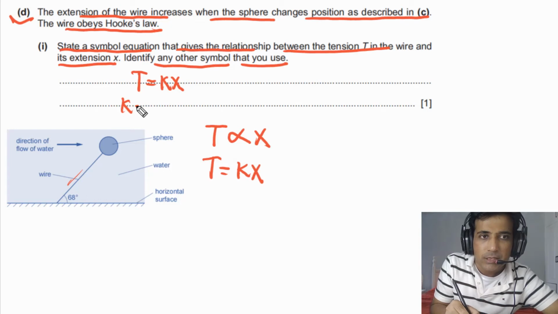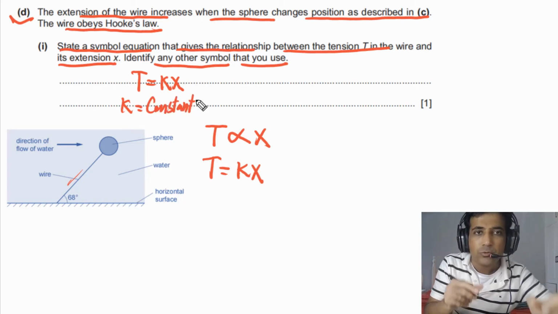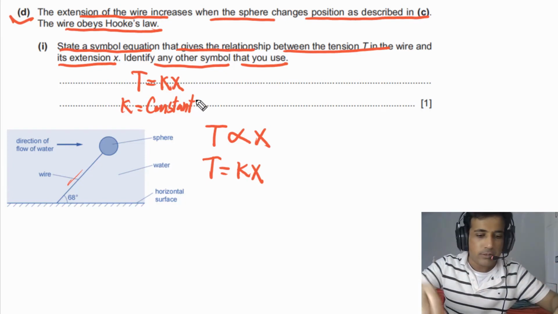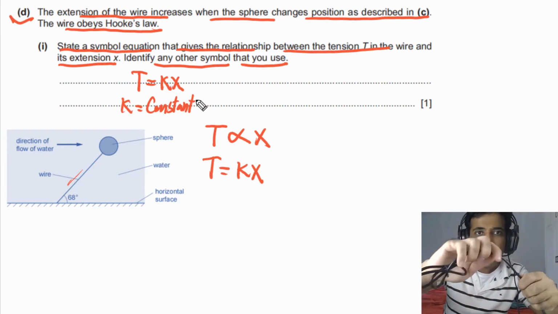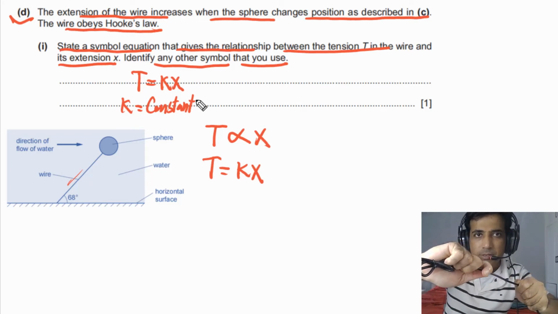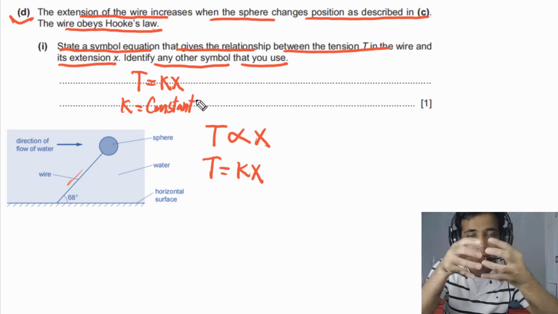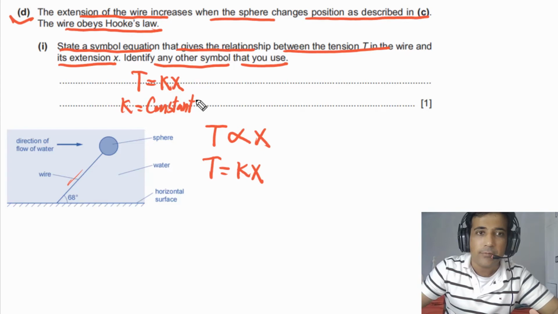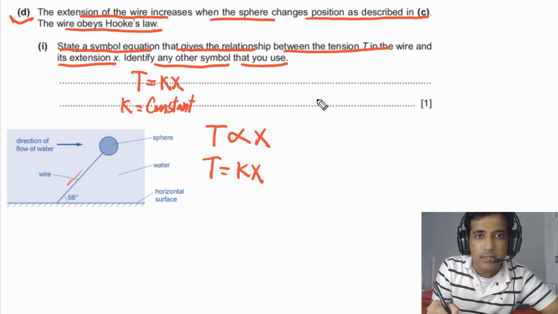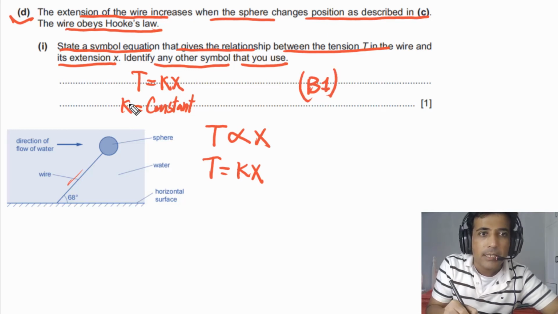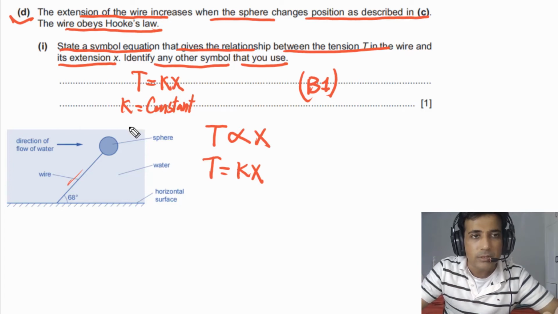So K is a constant. That's all you need to write down. Imagine this one is the wire. As tension in this wire increases, the extension of this wire will increase, but this wire obeys Hooke's law, so tension and extension are proportional to each other. So you write T is equal to Kx. This question has only 1 mark. If you have written T is equal to Kx and K is a constant, you will get 1 mark. Very simple, very straightforward question.